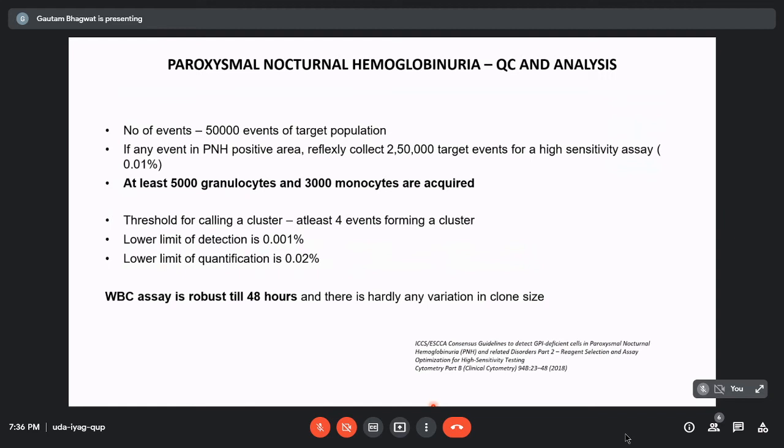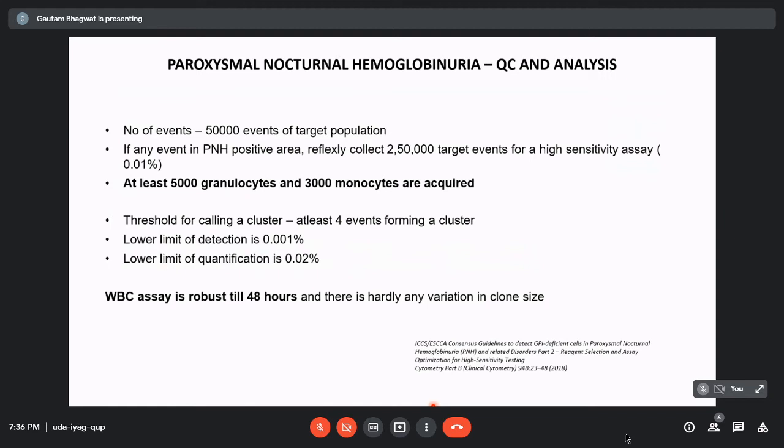At least 4 events should form a cluster to call it positive, and then we have something known as the lower limit of detection, that is 0.001%, or the lower limit of quantification. So the difference is, with one, we can detect something but we cannot quantify it with confidence. The lower limit of quantification is the limit at which we can with confidence report the percentage of the events.